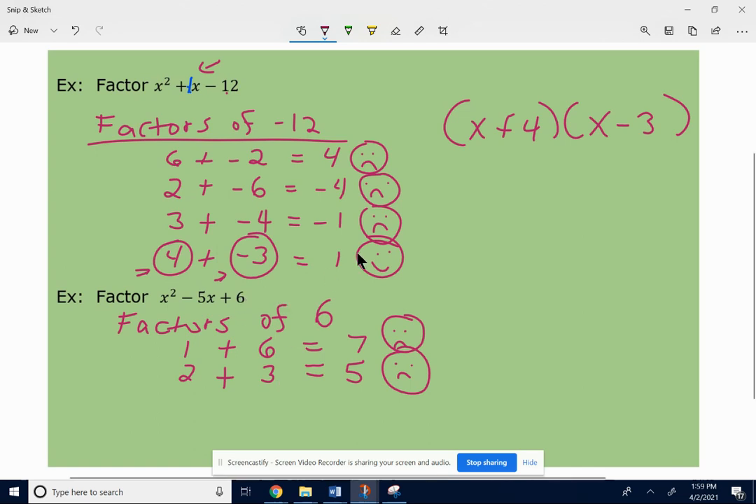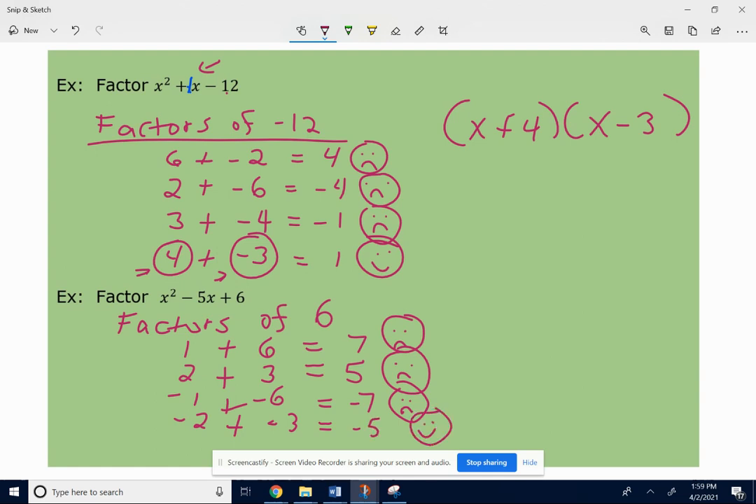So maybe a negative 1 and a negative 6. Negative 1 times negative 6 does equal positive 6. Add those up, but that gives me negative 7. Maybe a negative 2 and a negative 3. Those multiply together to give me a positive 6. If I add those up, negative 2 plus negative 3 is negative 5. So that works. A negative 2 and a negative 3 work because negative 2 times negative 3 gives me the last term of positive 6, and negative 2 plus negative 3 gives me the middle term that I need of negative 5.